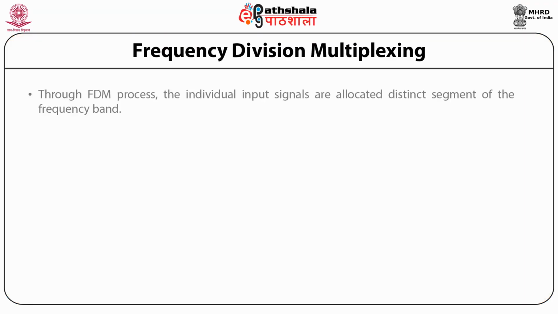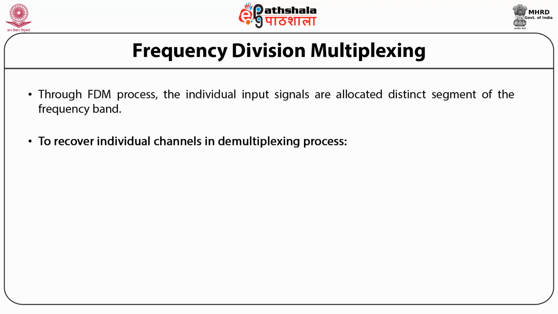So the resulting concept is frequency division multiplexing, FDM. The individual signals to be transmitted are assumed to be band limited and are modulated with different frequencies, that is omega A, omega B, omega C. Modulated signals are then summed and transmitted simultaneously over the same communication channel. Through the FDM process, the individual input signals are allocated distinct segments of the frequency band.